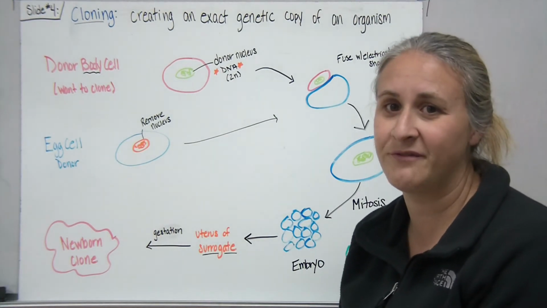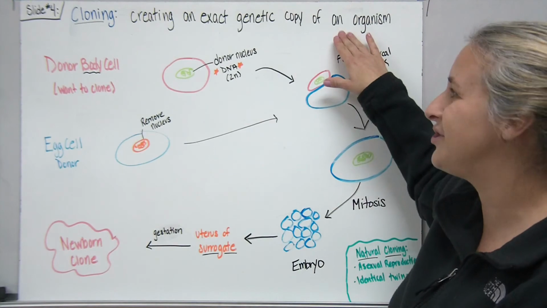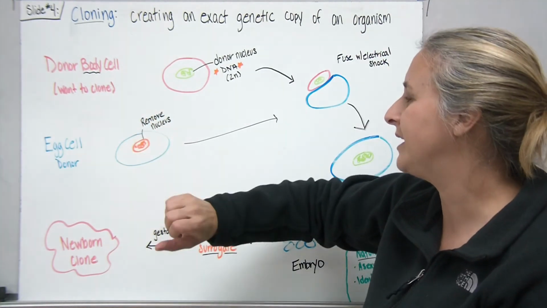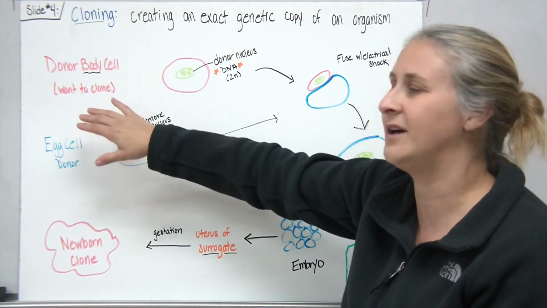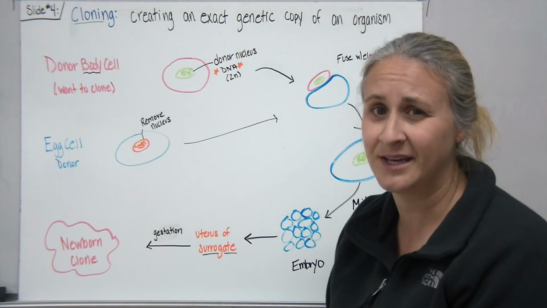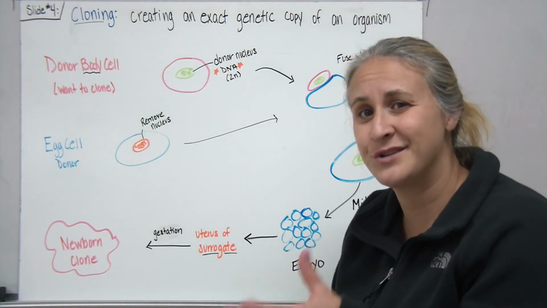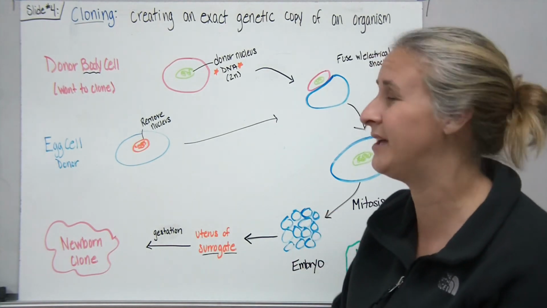The last example we have for genetic engineering is cloning. Cloning is when we create an exact genetic copy of an organism. So there's one way to do cloning that's relatively simplistic. What we do is we take a donor body cell. Remember, we want to take our body cells, not our sex cells like a sperm or an egg, because they have the entire set of DNA in them. And we want to copy that exact person, so we need all their DNA.